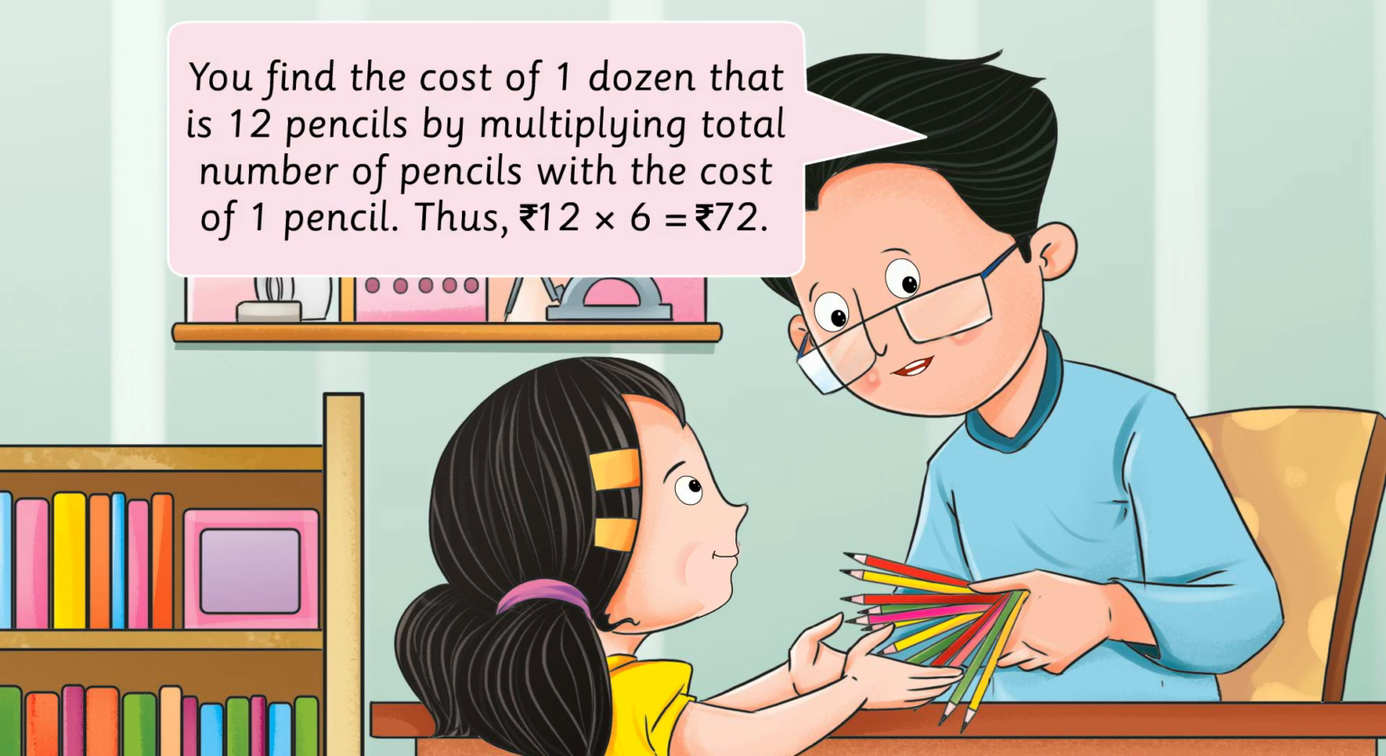You find the cost of 1 dozen, that is 12 pencils, by multiplying the total number of pencils with the cost of 1 pencil. Thus, ₹12 into 6 is equal to ₹72.